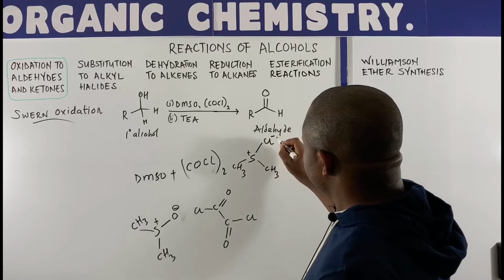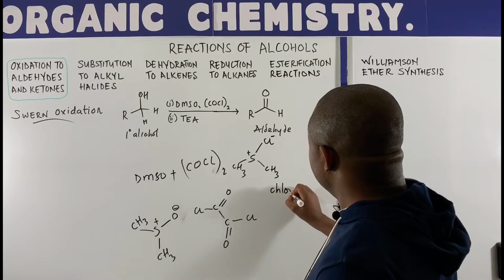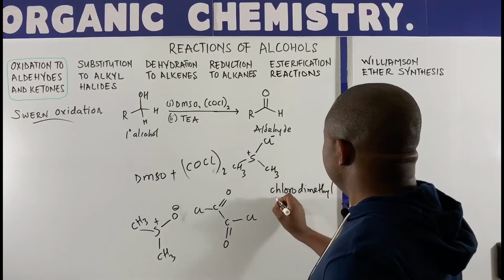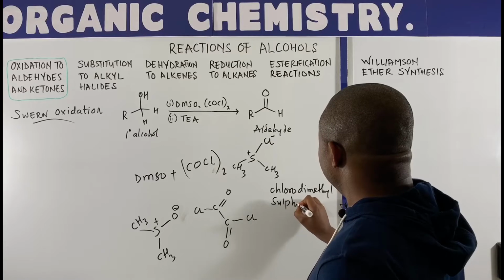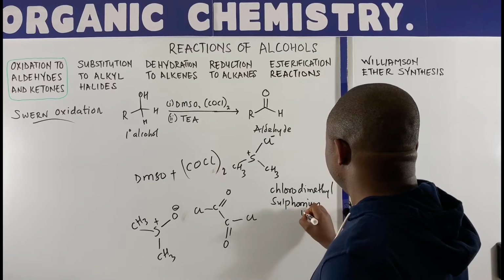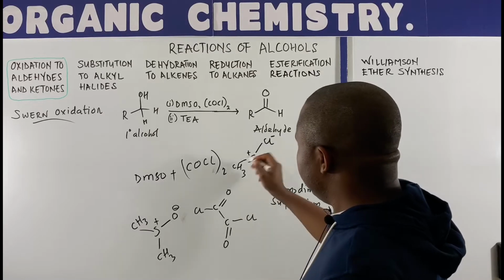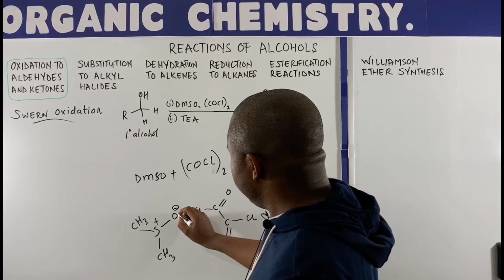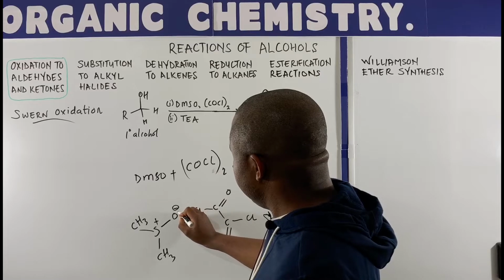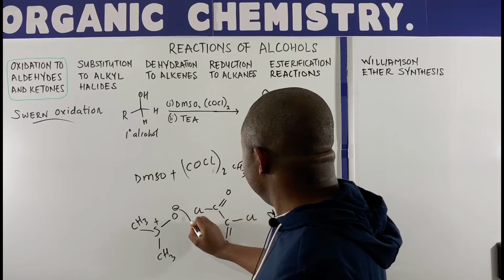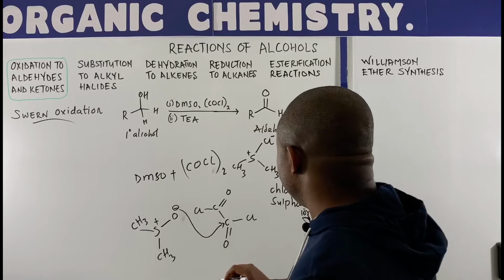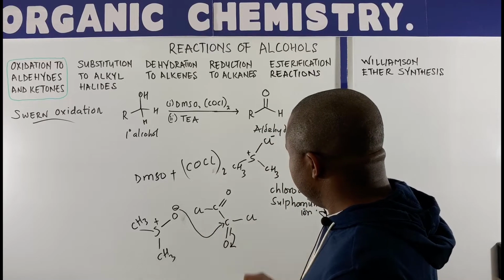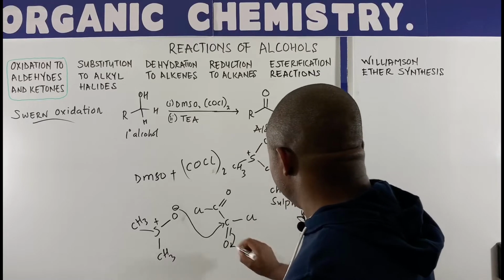It's basically dimethyl sulfonium ion. So how does this happen? We have the nucleophilic attack of the sulfoxide, the dimethyl sulfoxide, on the oxalyl chloride, and then we have this go here, and then we form this intermediate.